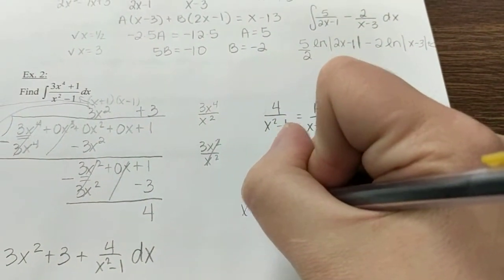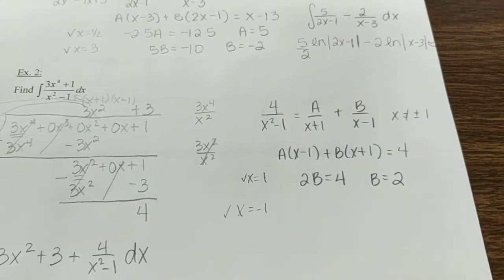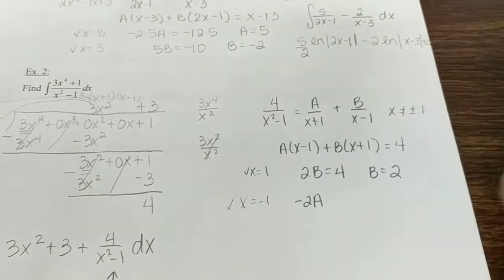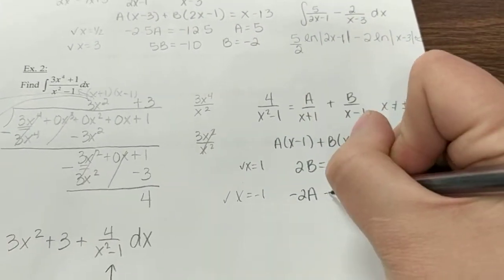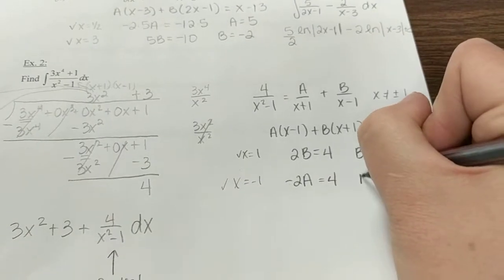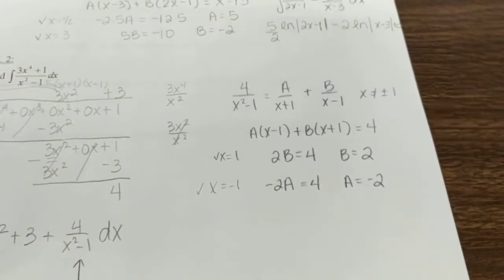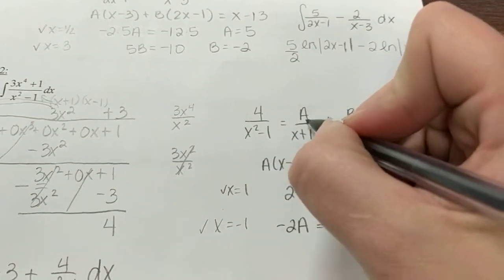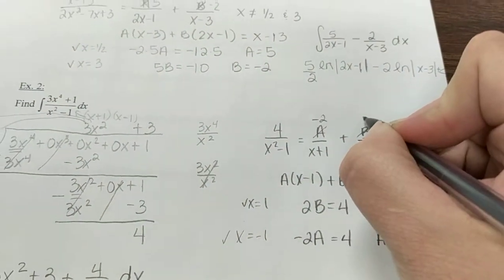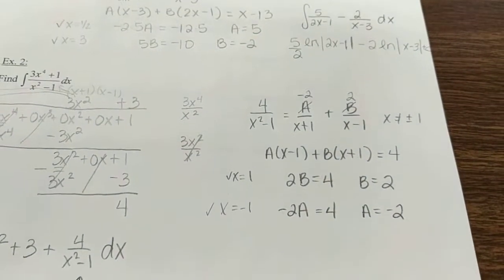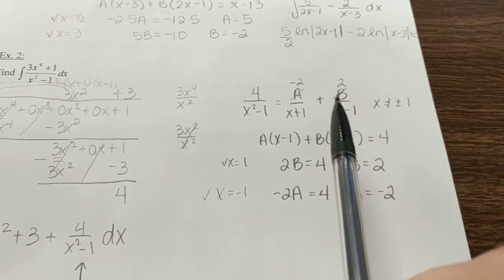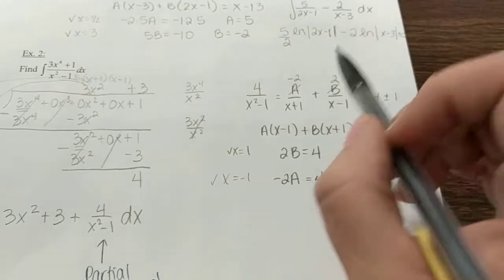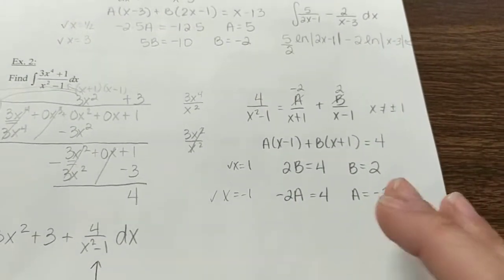And then I want to check x equals -1. So if I plug in -1, I get -2a. Here I get 0. So here we get a equals -2. All right, so here this one is -2, this one is +2. I'm going to tell you when we rewrite my integral, if you ever have a -1, always put it second. So we're going to switch the order of these, and I'll show you what I mean in just a second.